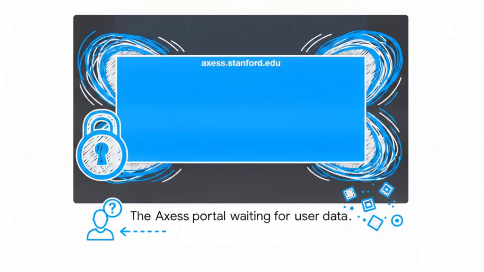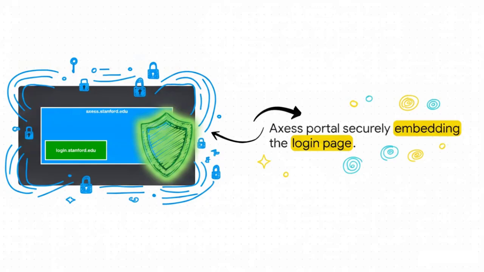Starting with our secure blue access portal, it needs to securely know the name of the user who's currently logging in so it can display their specific data. Because of the same origin policy, it can't handle the login directly if the login is hosted on a different subdomain. So the blue portal securely embeds the green login window as an iframe. This allows the user to safely type their credentials into the actual login.stanford.edu page.